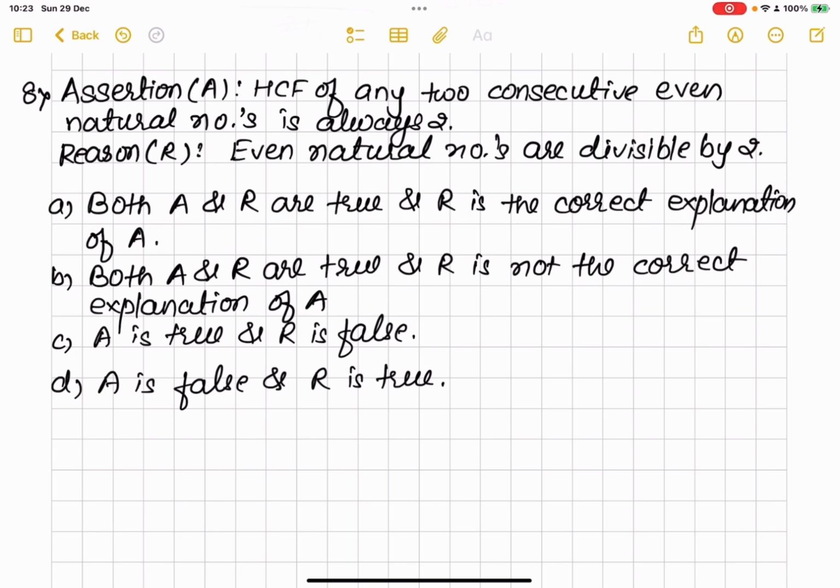So here if you read the statement, it clearly explains that the assertion is true, that any two consecutive even numbers have HCF always 2. The number common between them will be 2. Both will be divisible by 2. And reason says even natural numbers are divisible by 2. So that is also true. So my option A will be right here, that is, both A and R are true, and R is the correct explanation of A.